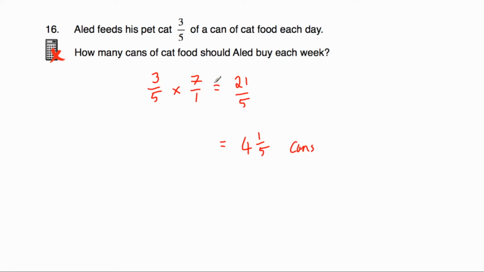Now the question says how many cans of cat food should Aleb buy each week? Well, if he buys 4, he's not necessarily going to have enough. So he should buy 5 cans. So the answer would be 5 cans. And that's it. Okay, let's have a look at question number 17.